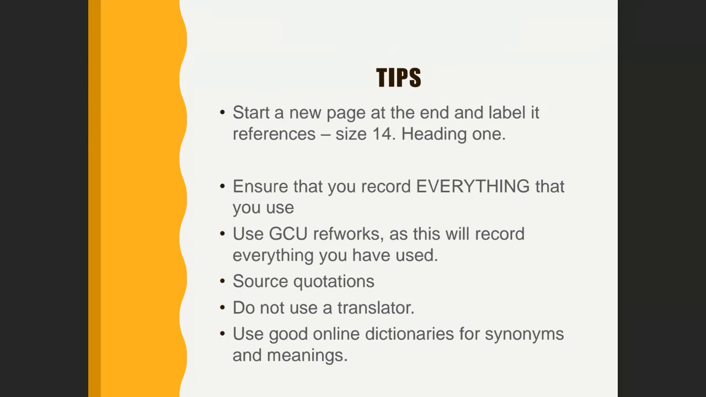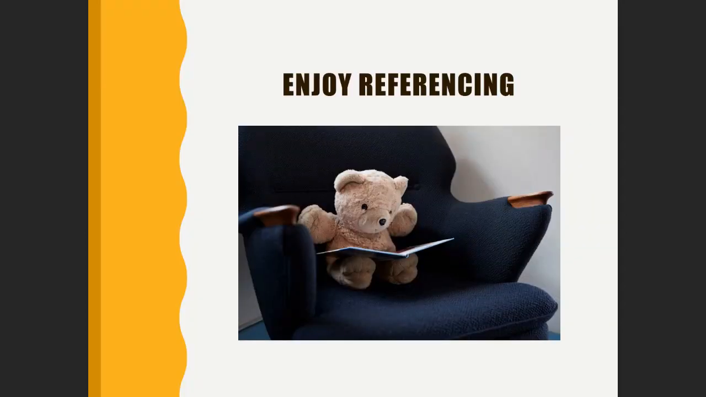Okay, don't use a translator, and use good online dictionaries for synonyms and meanings. So just go in and use Cambridge or Oxford, because we all get stuck using the same kind of vocabulary. But if you want to really use good vocabulary, it really is worth using. So for example, you shouldn't say get, you should say obtain, and don't use words like a lot and big and small and great, because they're too emotive. So enjoy referencing.